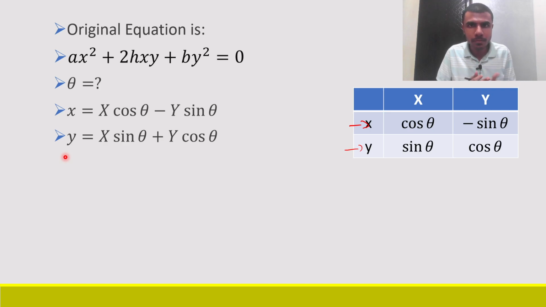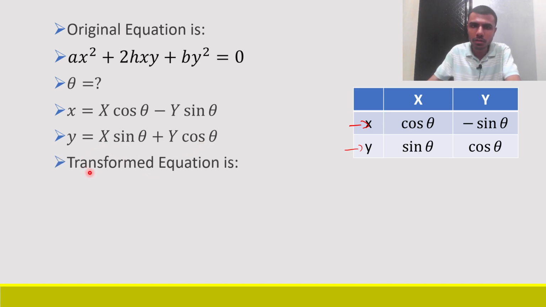ఇప్పుడు మనం ఏం చేయాలి? What should we do? We need to put in place of small x and small y these two. Why? Because I'm rotating my axis, hence small x and small y will change to capital X and capital Y. So I'm going to get something known as the transformed equation. This is going to be a little lengthy, guys. కాస్త జాగ్రత్తగా వినండి. Pay attention. Focus, guys. Focus.